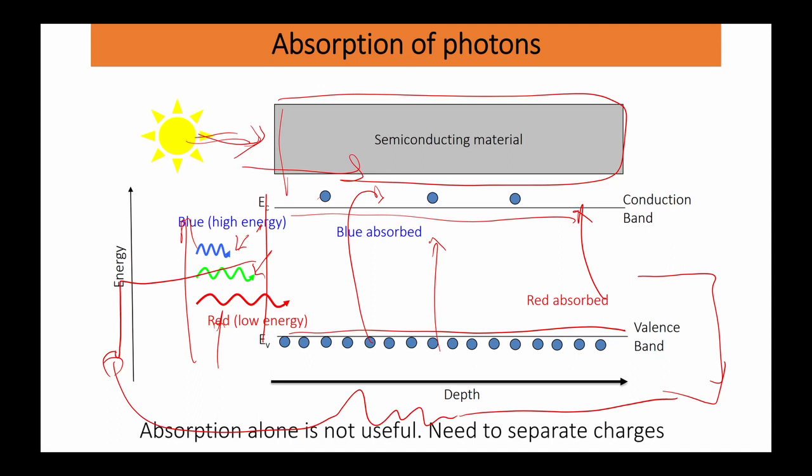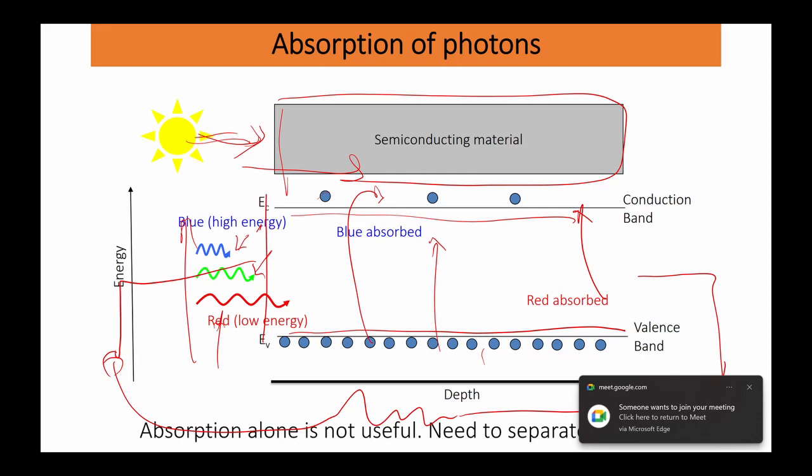because there is no field in the semiconductor. There should be some field, so that these electrons can move to one electrode, and if there are holes, as we shine the light.